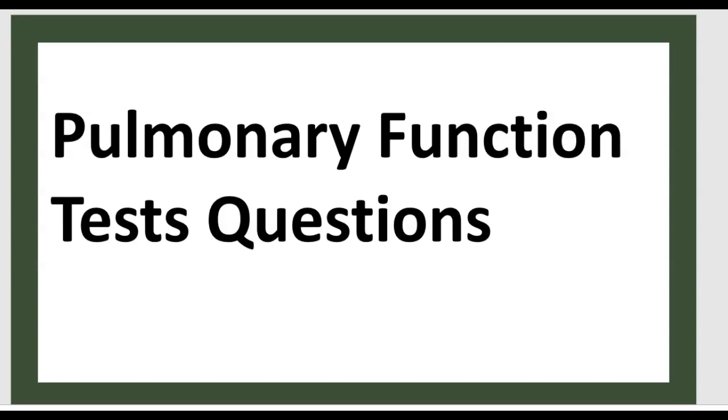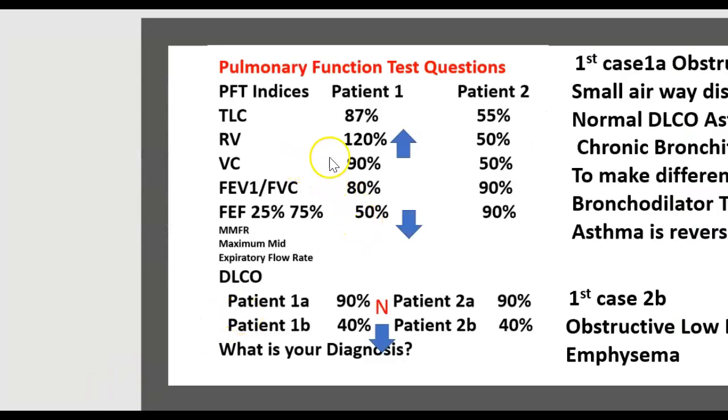Pulmonary function test question. The first case, 1E: total lung capacity 87%, residual volume 120, it's increased, vital capacity 90% is normal, FEV1 over FVC 80% is normal, FEF 25% to 75% of 50 is decreased. That means small airways disease.